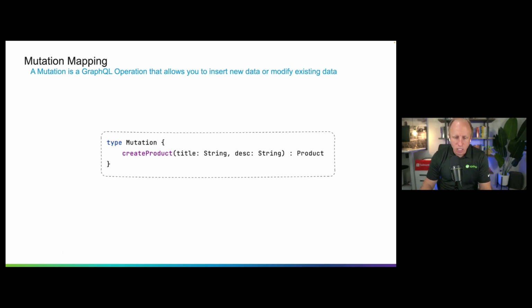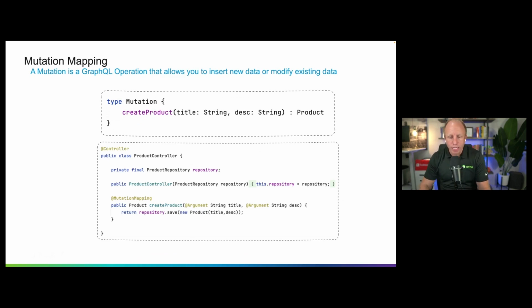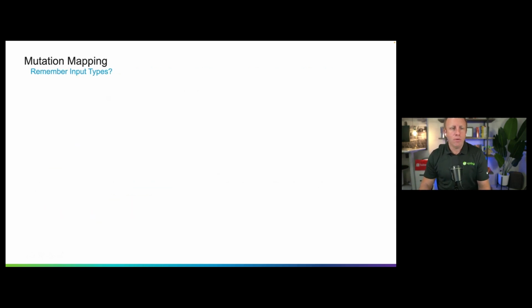So we have a mutation mapping. We have a way to basically modify data. So I'm taking in 2 arguments here called title and description, and I want to create a new product. How do I do that on the Spring side? Well, I just create a new method called createProduct. It's going to take in a couple of arguments, and the way that we map those is by using the @Argument annotation. That's going to bind that to the GraphQL argument. We have our @MutationMapping annotation. So now we're going to take in those arguments, title and description, and now we just pass those on to our repository to save those out. Simple as that.